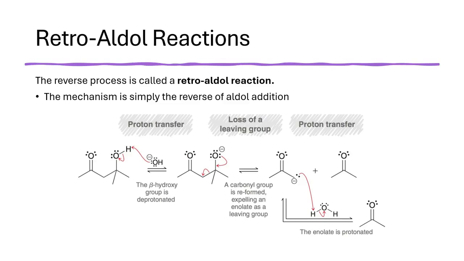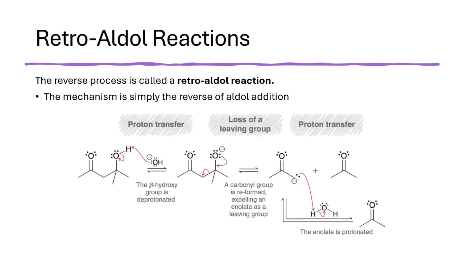Retro-aldol reactions. The reverse process is called a retro-aldol reaction. The mechanism is simply the reverse of the aldol addition. In the first step, there is proton transfer. The beta hydroxy group is deprotonated by a base. The second step is the loss of a leaving group. The carbonyl group is reformed, expelling an enolate as the leaving group. Then proton transfer. The enolate is protonated, regenerating, in this case, the ketone.